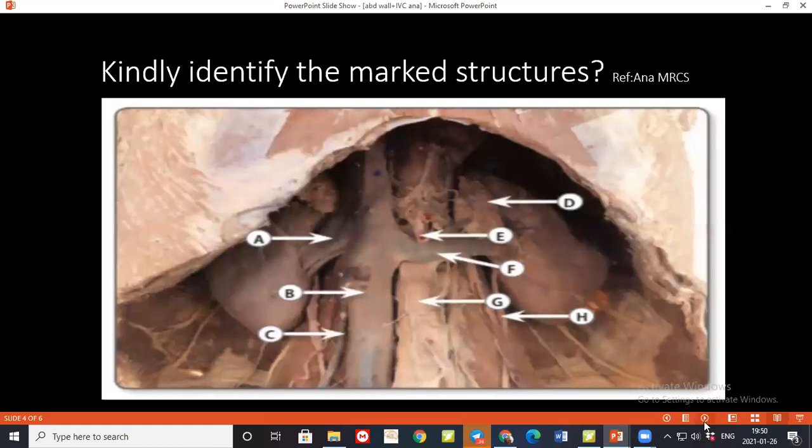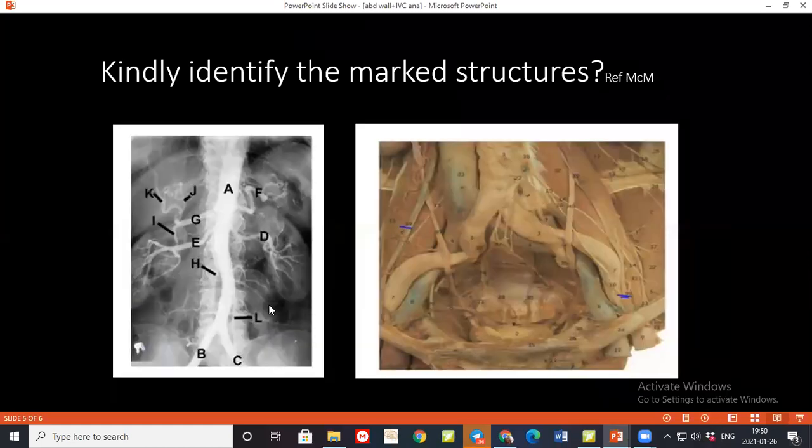Can you please identify the structures on the left hand side from A to K, L maybe? A, this is the abdominal aorta. B, this is the right common iliac artery, and C is the left common iliac artery, and D is the left renal artery, and E is the right renal artery.